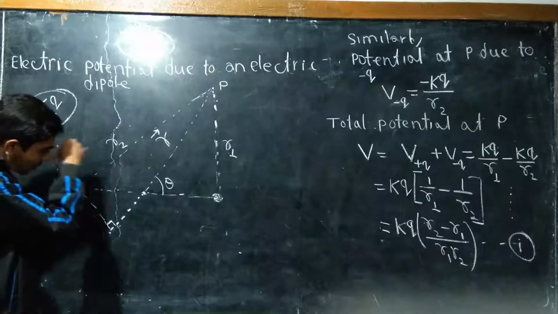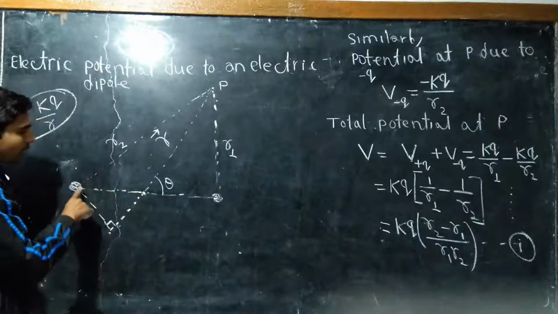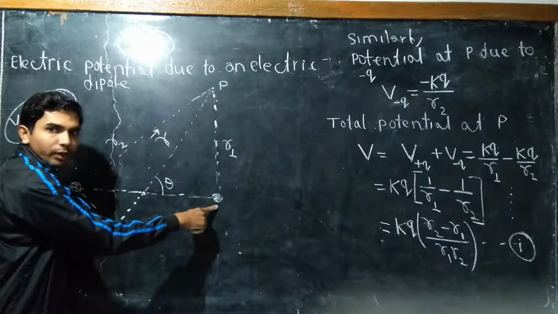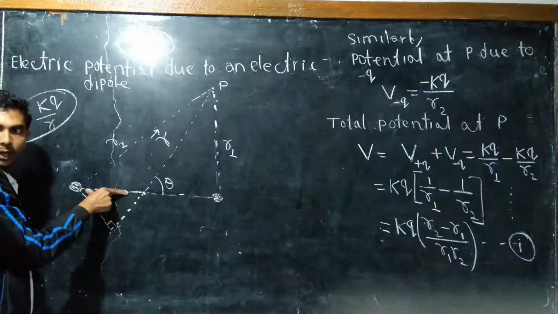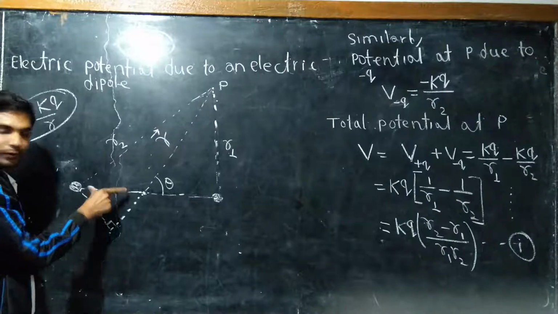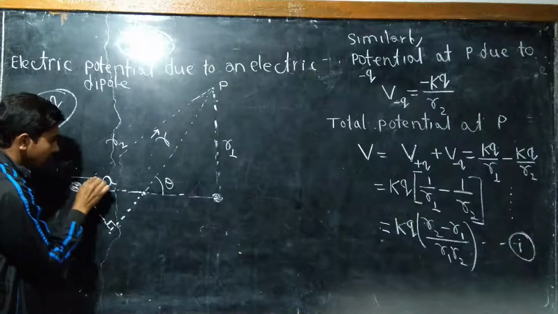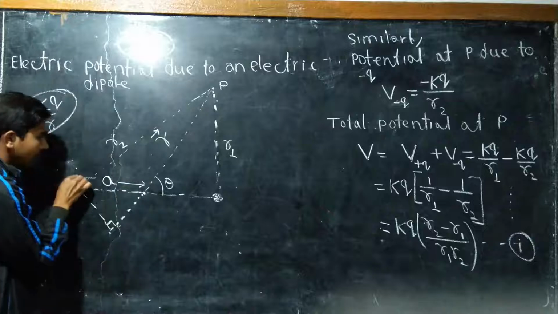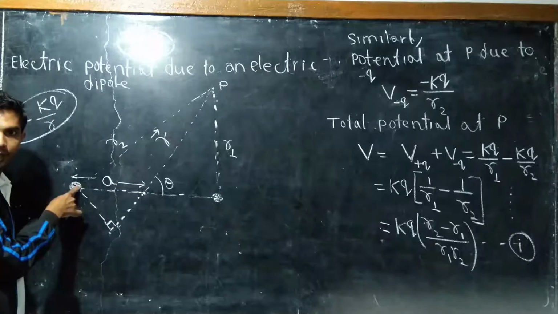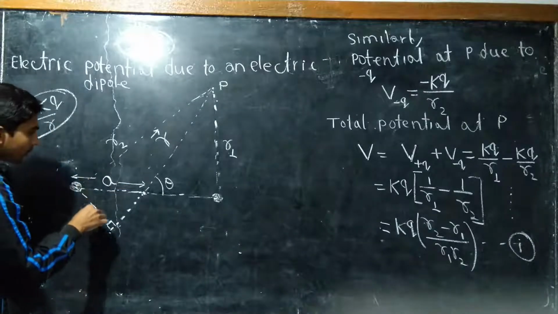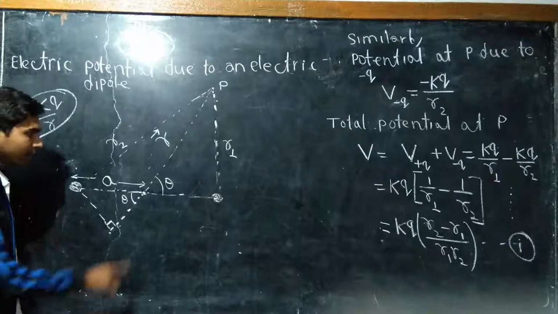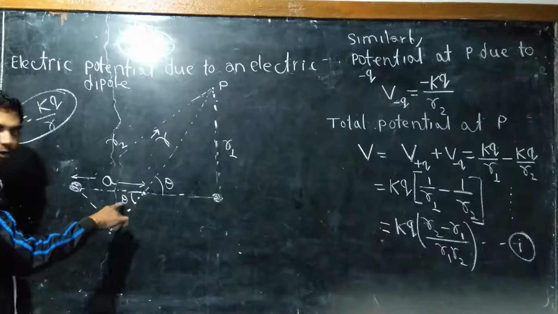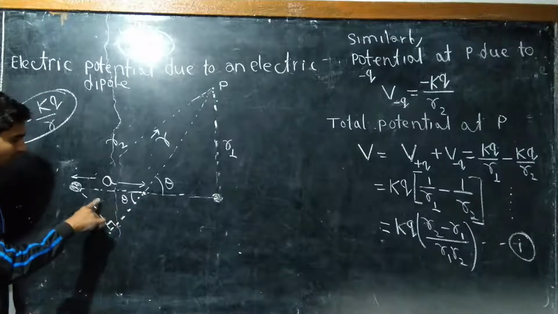I have drawn the perpendicular, right? Now you know the total length of the dipole is 2a, so this length is how much? A, yes or no? This length is A. This angle is theta, so this angle is also theta, right?